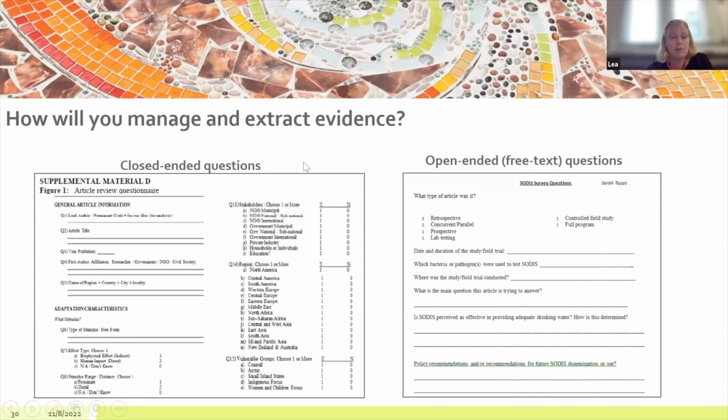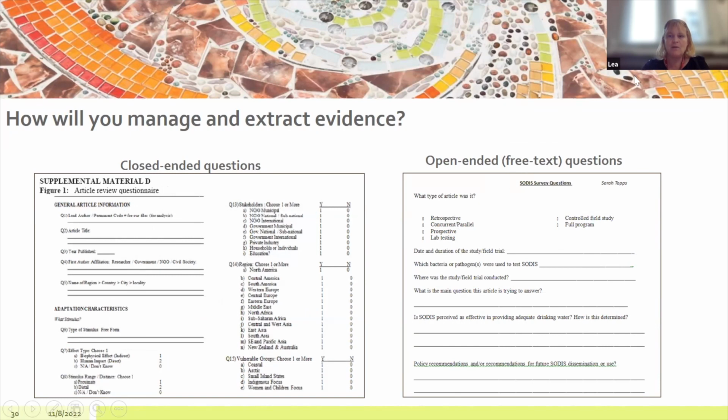A few more examples. This is from students who have created, I think it was a paper questionnaire in this case, where some of the questions are quite basic, obviously, title, year published, and then some of what would be considered closed-ended questions.